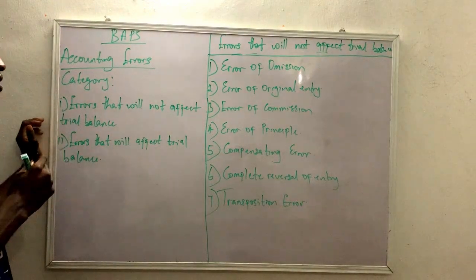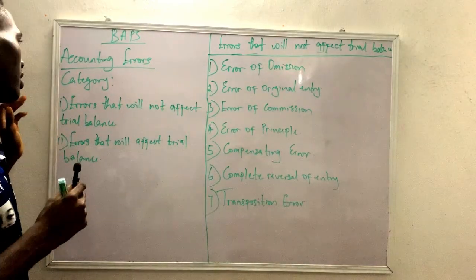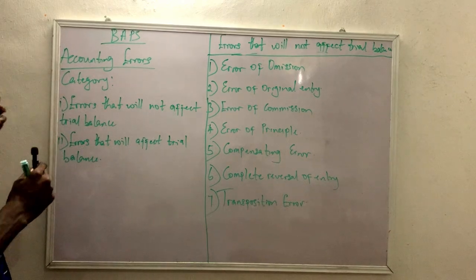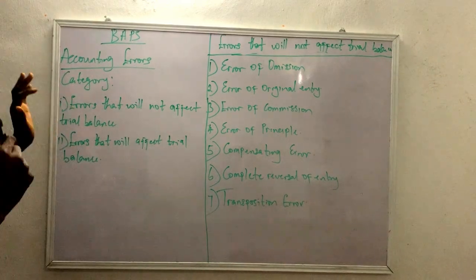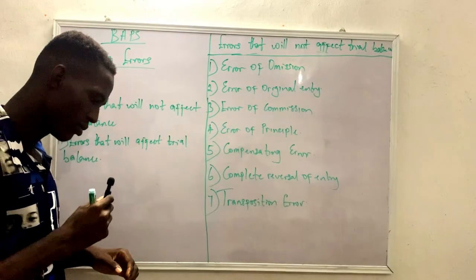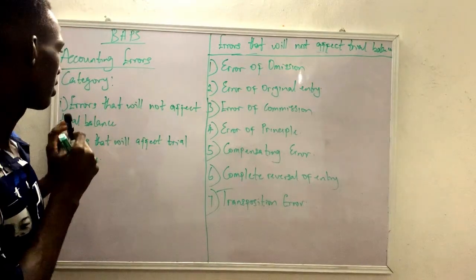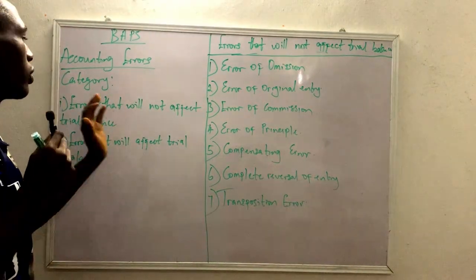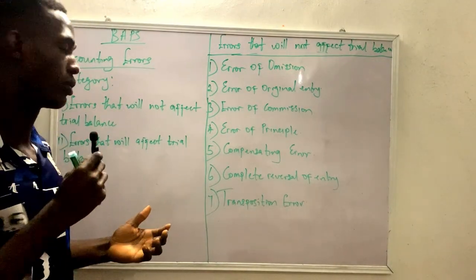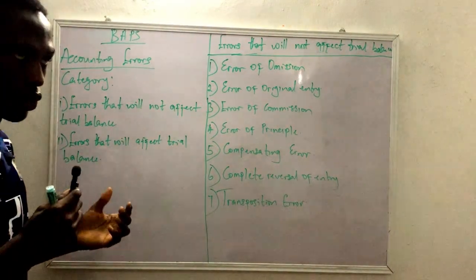Alright, so accounting error is when something is wrong with your balances. We have two classifications of accounting error: errors that will not affect the trial balance and errors that will affect the trial balance. Keyword: errors that will not affect trial balance will not pass through what we call suspense account. I will explain what suspense is for those that don't know. But errors that will affect trial balance, you pass through suspense.